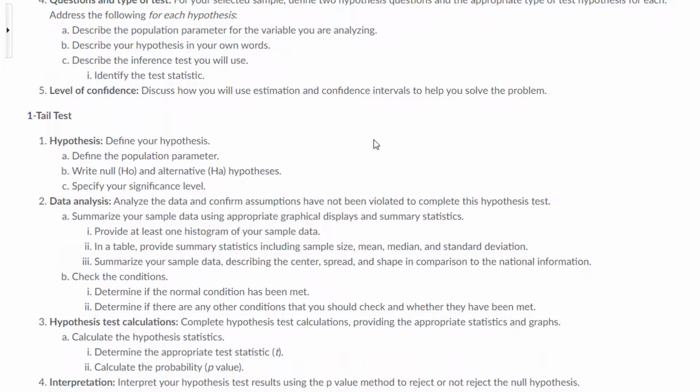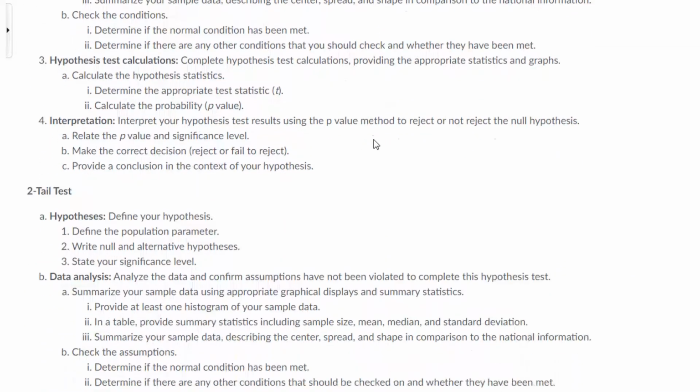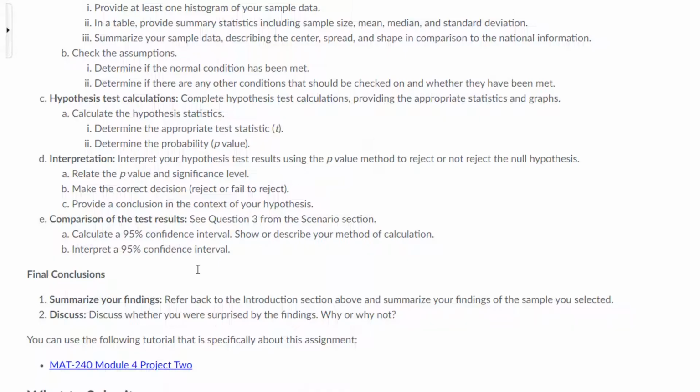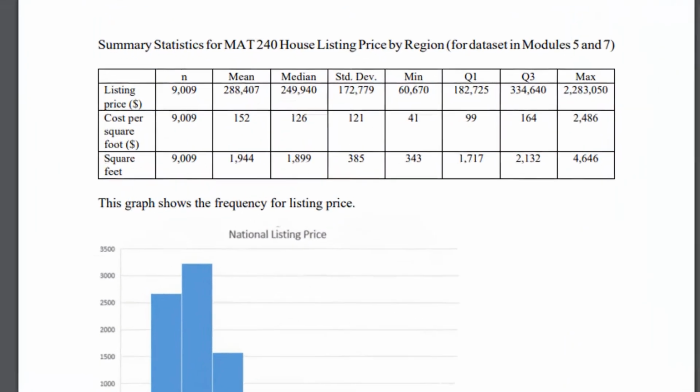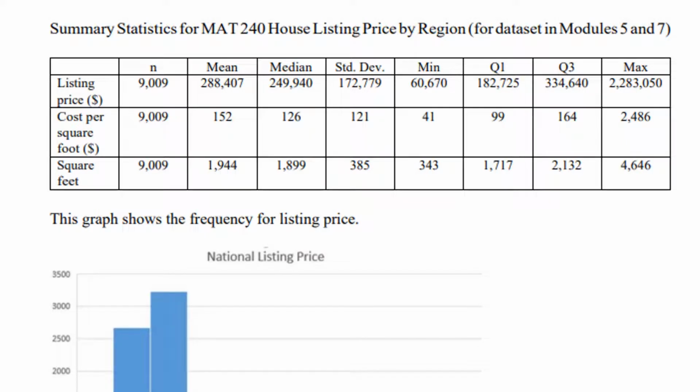I'm actually going to walk through the Excel work, and so I'm going to go down and download our house listing price by region. We need this. We're going to download that, and we're also going to need the National Summary of Statistics and Graphs Housing Listing Price by Region. Okay, so the National Summary, this is important because we're going to be looking at two variables in this real estate data, the listing price and square feet.